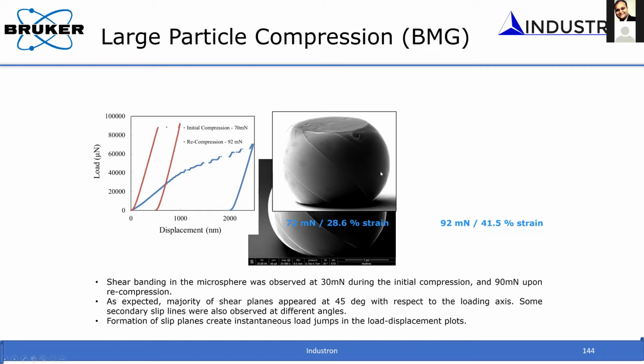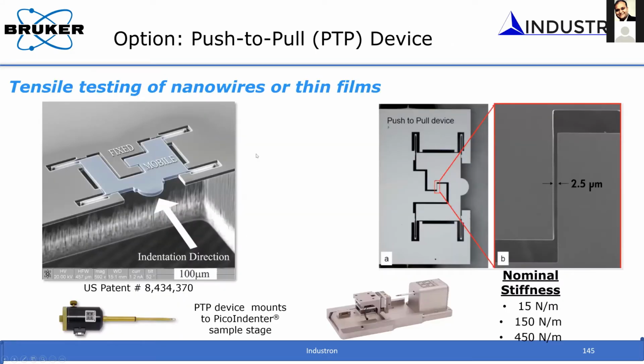And I don't have the video, but in the video, you can directly correlate this jump to a shear band. And you can see also this shear is happening at 45 degrees. And there are some secondary slips you can see at some other angles. So this is possible by directly observing it inside the SEM. Okay. And then finally, the whole talk is about doing tensile type experiments inside the SEM.